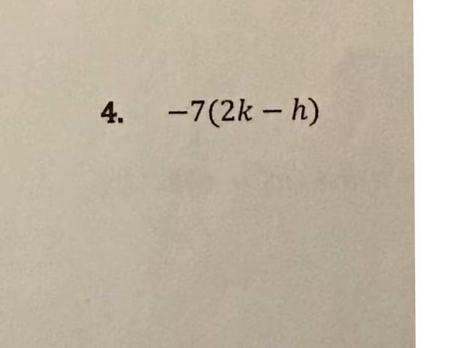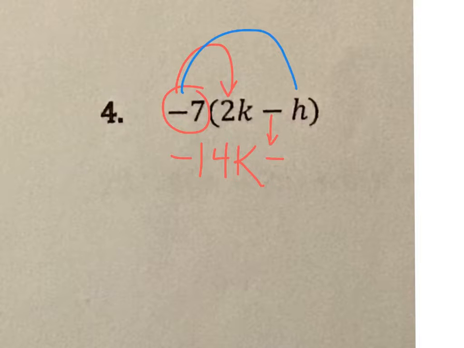Okay. -7 times 2, -14k. Bring down your negative sign. -7 times h is going to be a -7h. Now, here you would notice the double negatives. -14k, that turns into plus 7h.